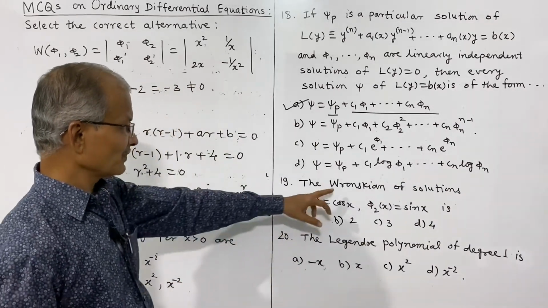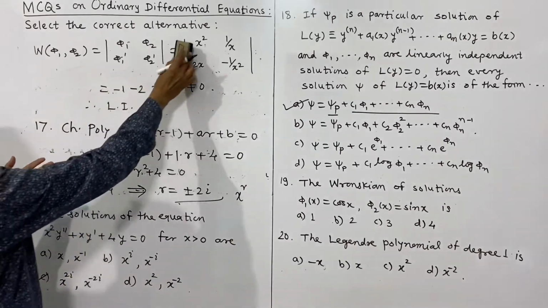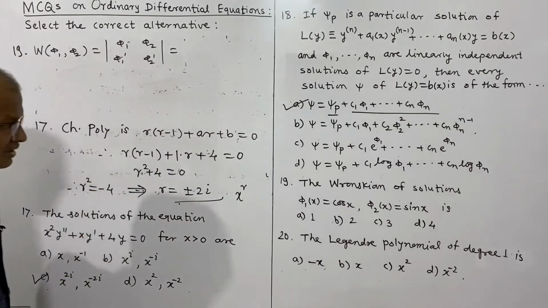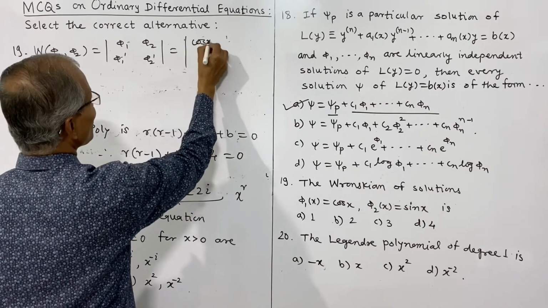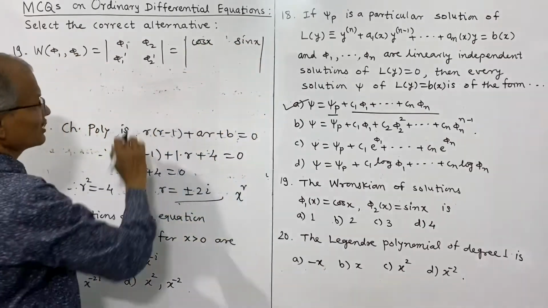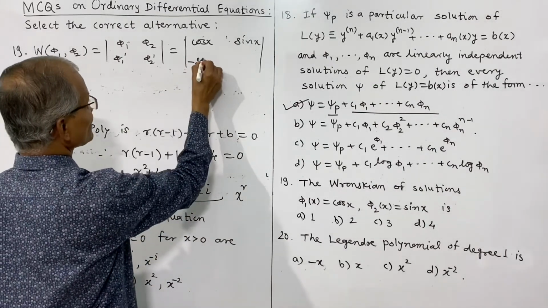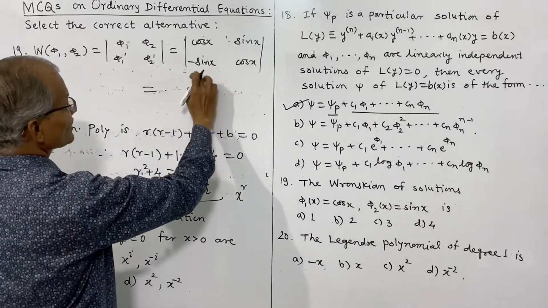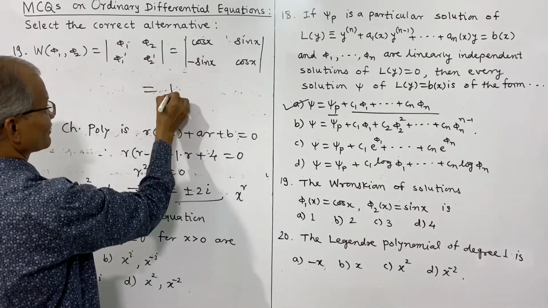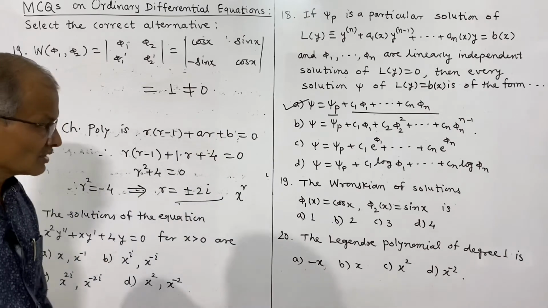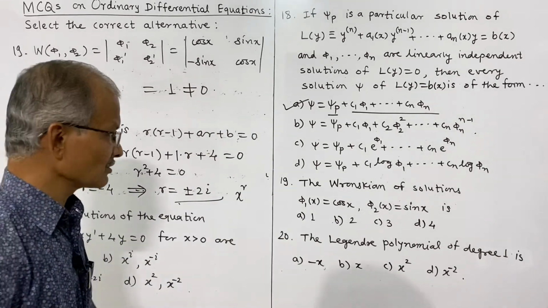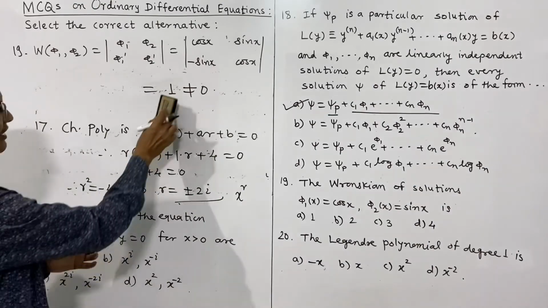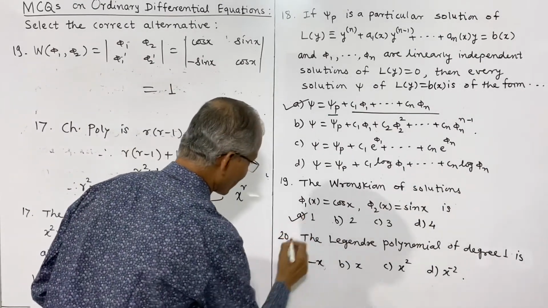And the next is the Wronskian of these solutions. It is similar to this. So for the 19th, the Wronskian of two solutions: the first row is the functions cos x, sin x, and the second row is their derivatives. The derivative of cos x is negative sin x and of sin x is cos x. So what is the value of this determinant? Cos square x minus of minus sin square x means cos square x plus sin square x, which is 1 and not 0. The Wronskian is not 0, so these are independent, but the value is asked, and that is 1. Therefore A is the correct alternative.